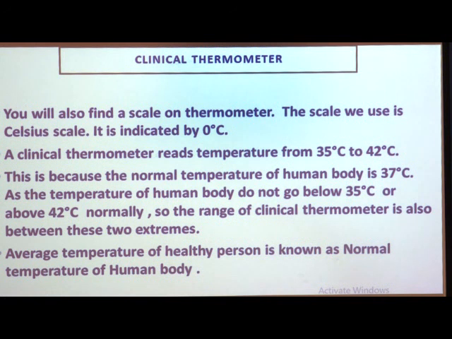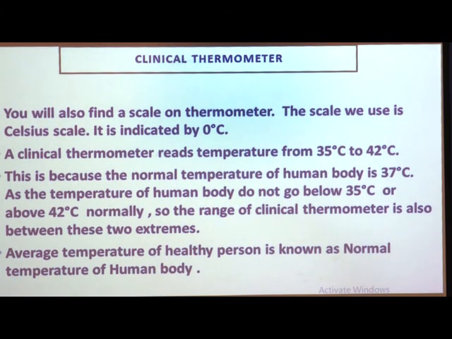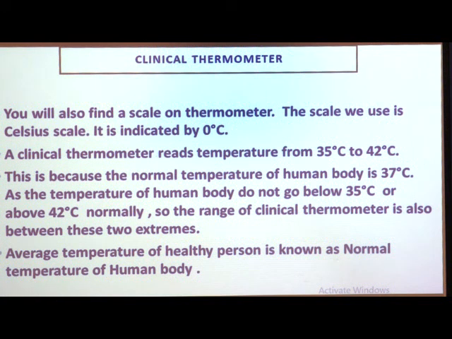A clinical thermometer reads temperature from 35 degrees Celsius to 42 degrees Celsius. This scale is very small, from 35 to 42, only 7 degrees that we can measure with this clinical thermometer. Why do we use only this small scale? Because the normal temperature of a human body is 37 degrees Celsius.